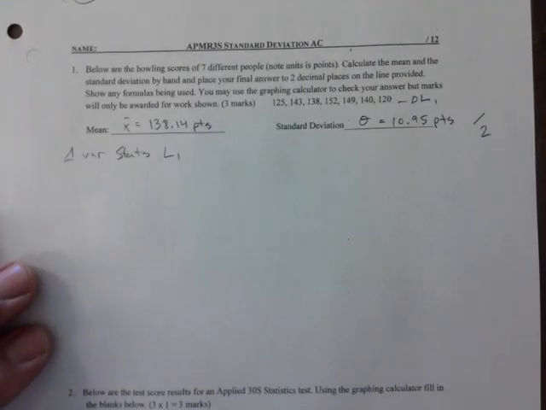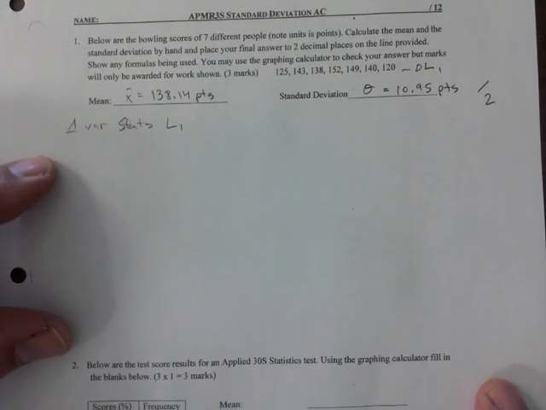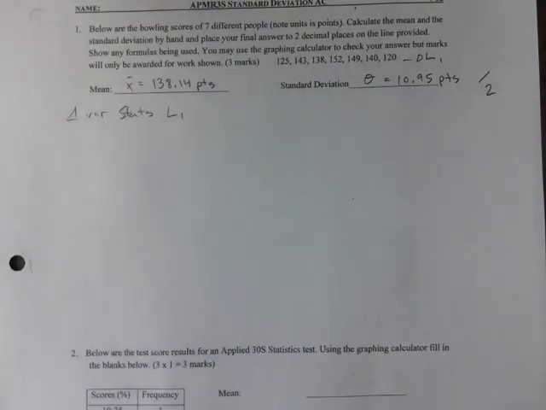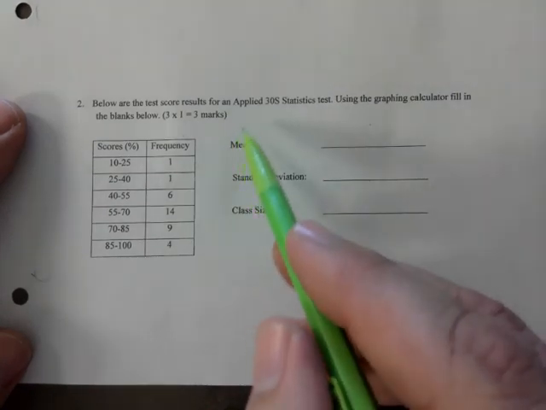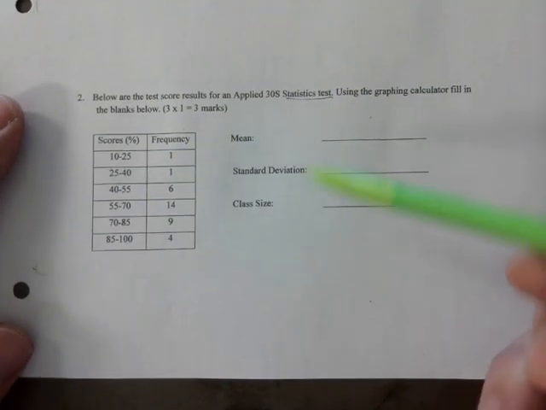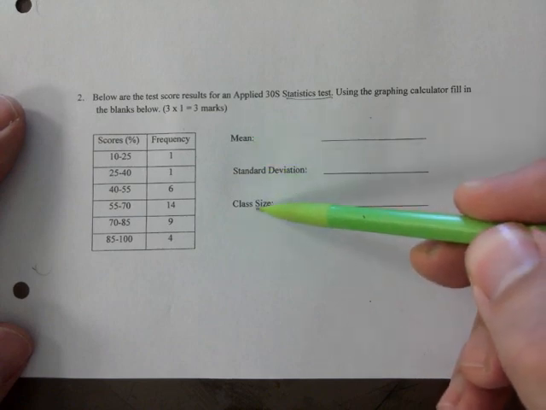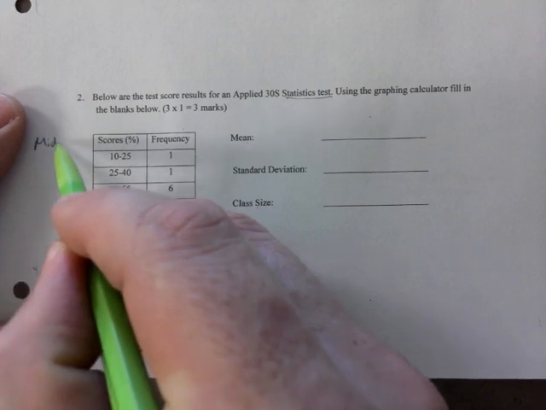Just going to focus here a little bit. There we go. So we'll leave this blank for now, to be continued. Let's go to the second one. The results of a stats test using graphing calculator, fill in the blanks below. So they want the mean, standard deviation, class size. Once you've got this, you have to find the midpoints.